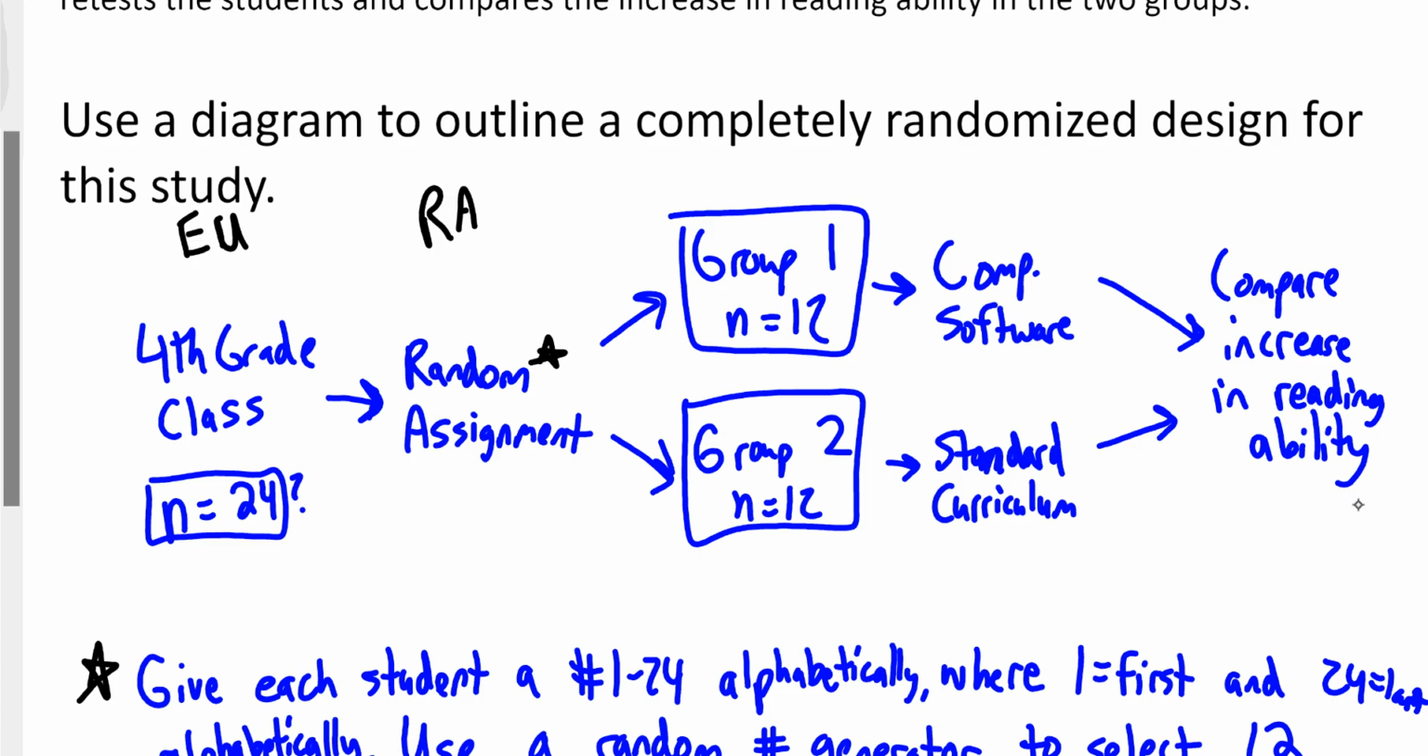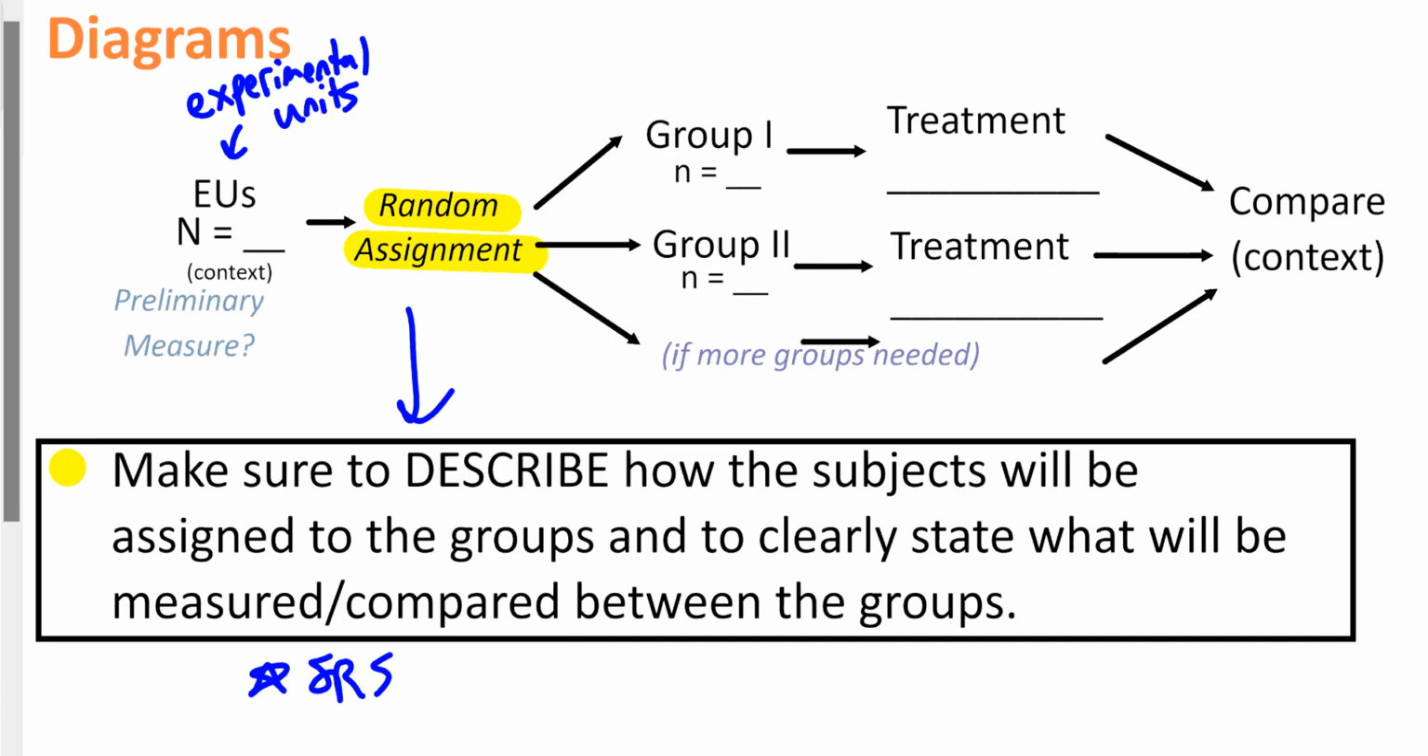And then we're done. That is our random process. So again, if I go back, this is the groups. This is the treatments. This is where we compare. So all 5 of those parts is kind of what we said in this general diagram before.